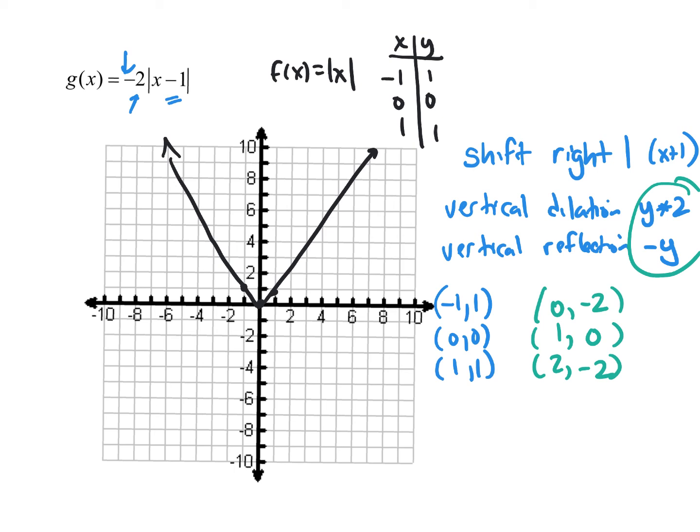So let's plot these: (0, -2), (1, 0), and (2, -2). It's still an absolute value, so it still looks like a V. So you can definitely see how this is shifted to the right. It's definitely upside down and a little harder to see, but it's definitely skinnier. The red one is definitely skinnier than that black graph just because we multiplied everything by 2.